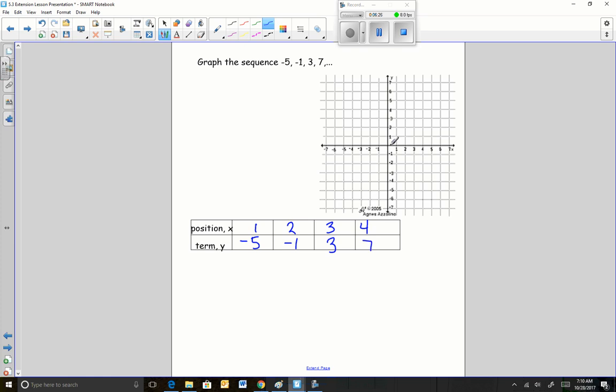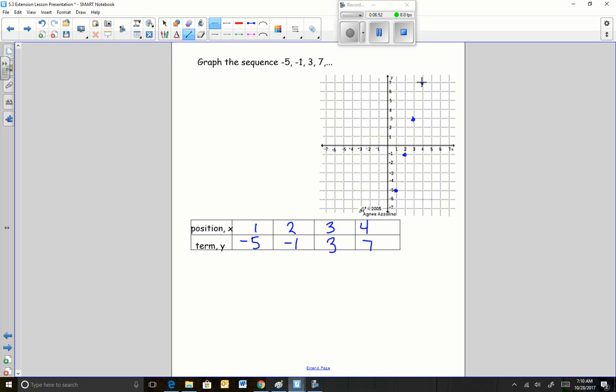So I need to plot these points. I go over 1 and down 5. And number 2, -1, and 3, up 3, using the coordinates here, 4, 7. So 4, where is that 7? Way up there.